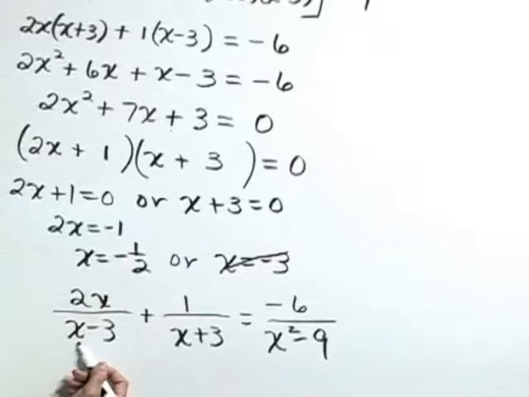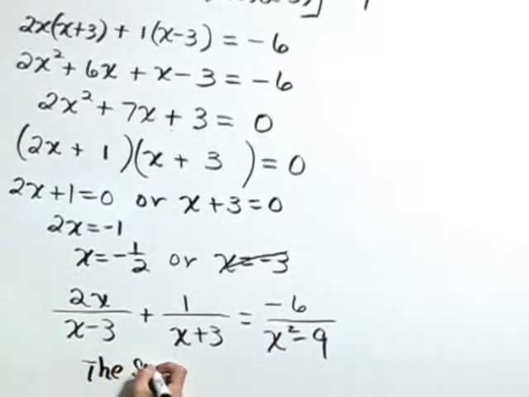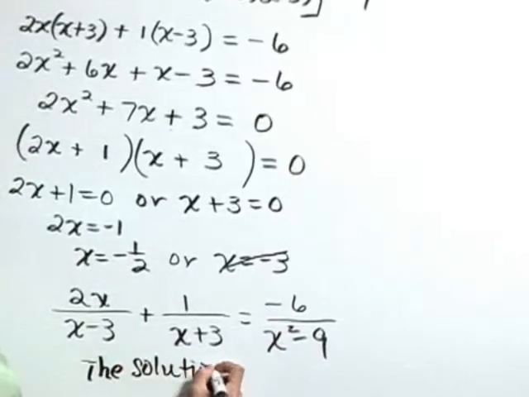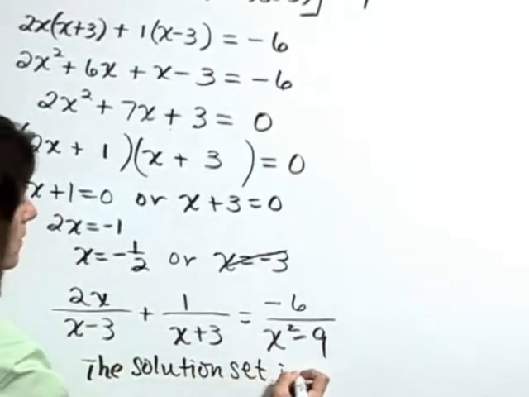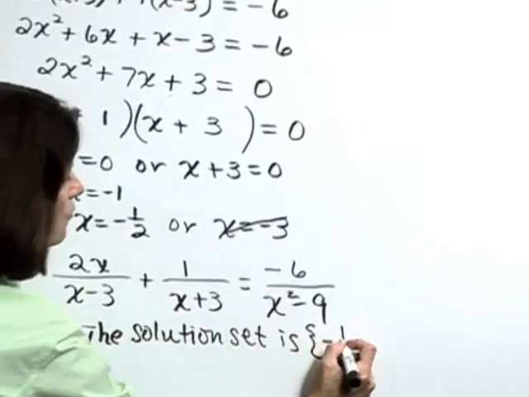Negative 1/2 does not cause a 0 in any of these denominators. And go ahead and check it to ensure that it works and that we have not made any algebraic errors. And if you do, you find that it will work. So let's summarize by saying the solution set is negative 1/2.